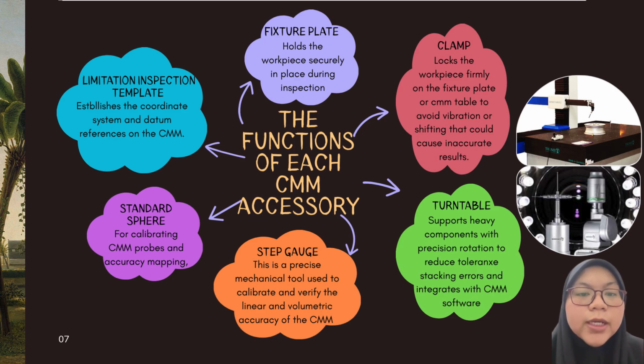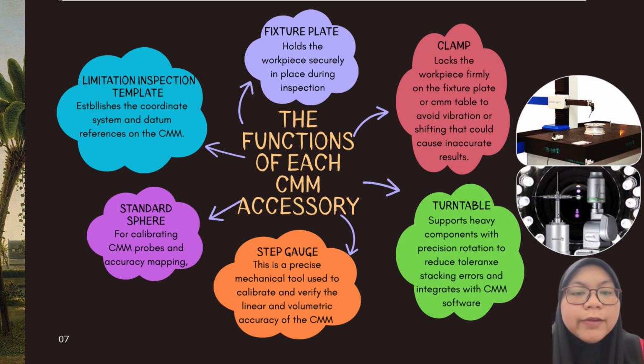For number 4, the step gauge. It is used for CMM calibration and verification. It tests linear and volumetric accuracy, and consists of accurate parallel gauge blocks with fixed distances, which can measure length errors in different orientations. It also provides traceability to national or international measurement standards.